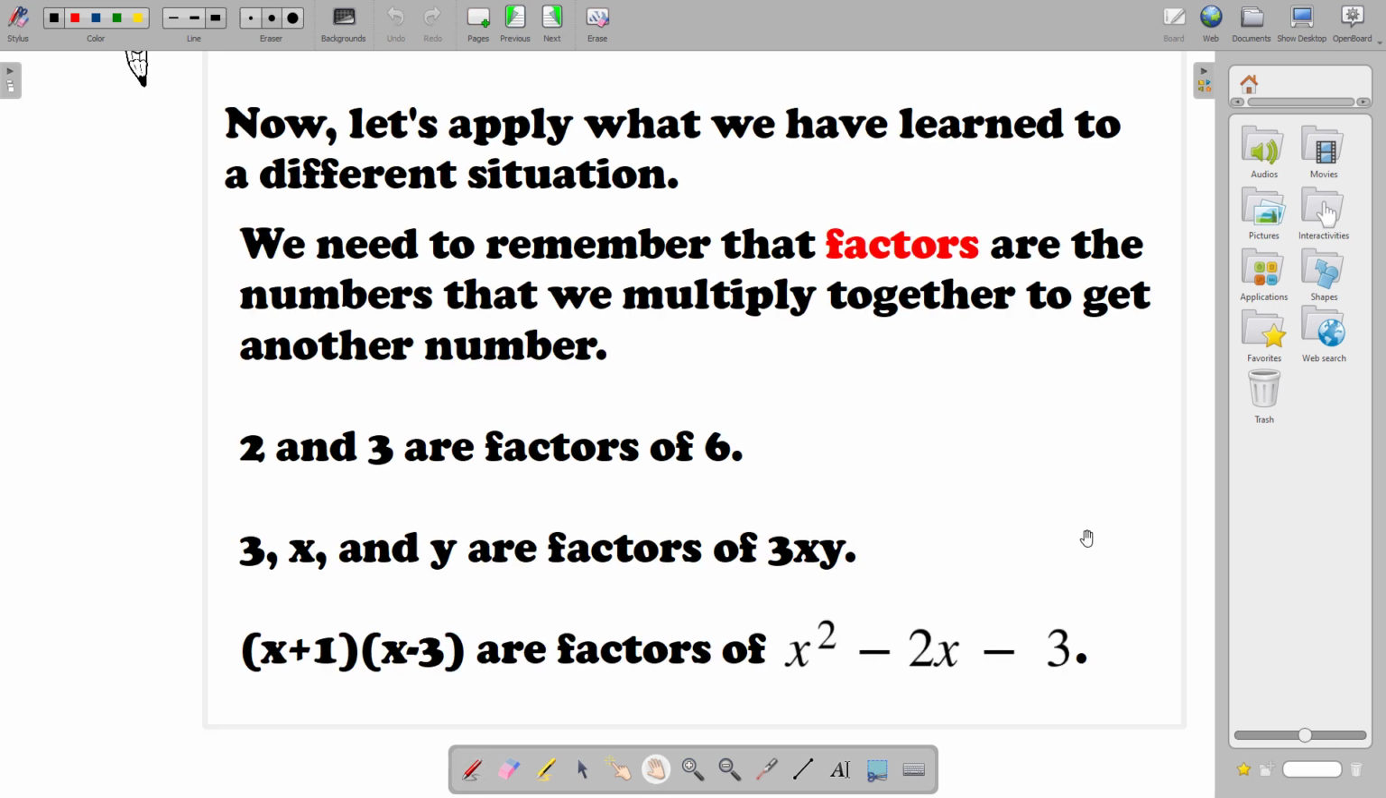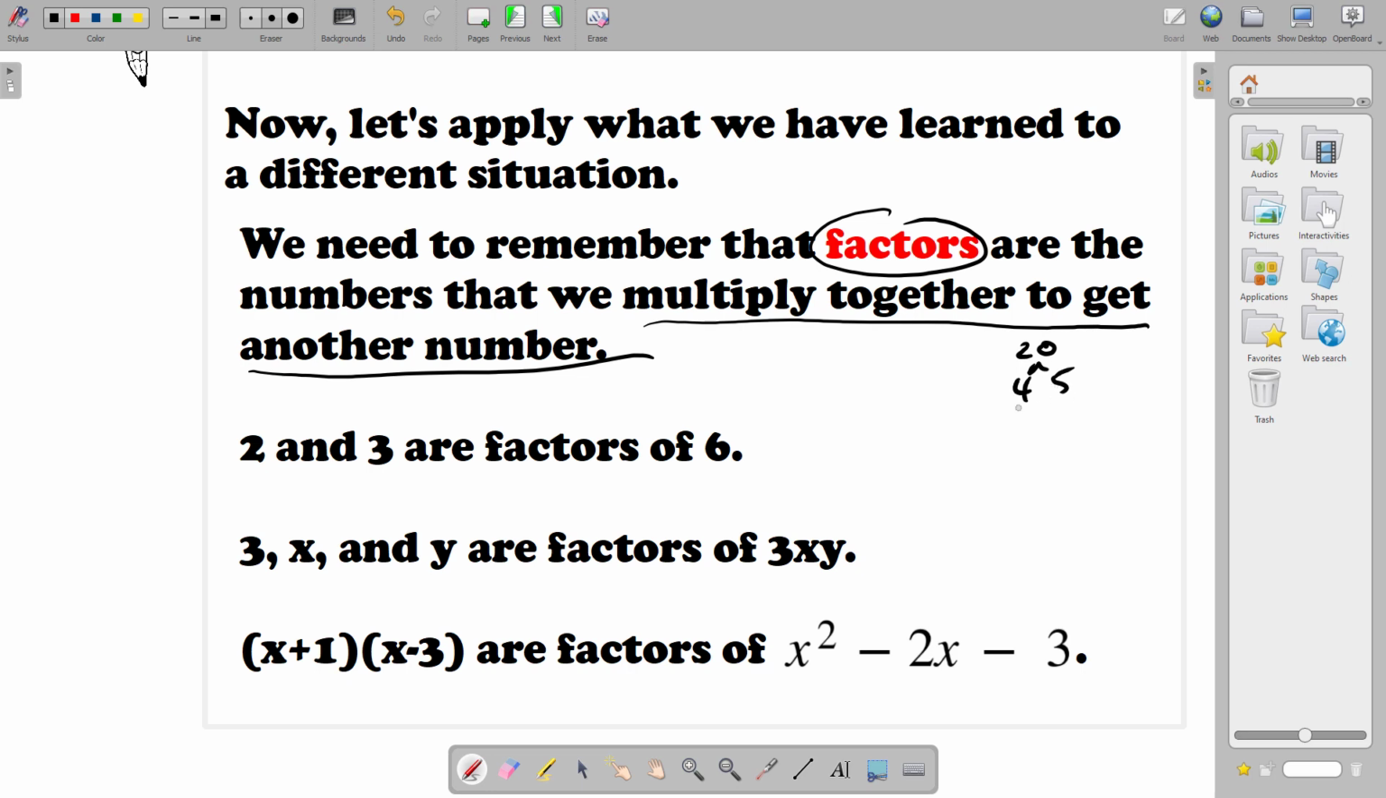Now let's apply what we have learned to a different situation. We need to remember that factors are the numbers that we multiply together to get another number. Remember earlier when I was factoring 20, and I said 20 was 4 times 5, and 4 was 2 times 2. 4 and 5 are factors of 20. 2 times 2 times 5 are factors of 20. When we look here, 2 and 3 are factors of 6. We multiply those together to get 6.